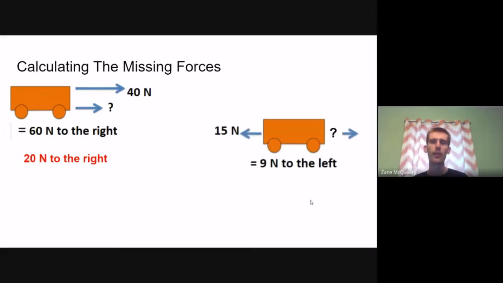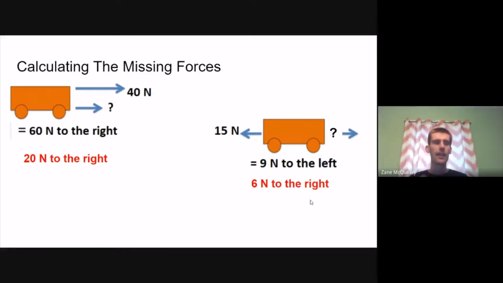Now let's do one where they're working against each other. The net force we know is 9 newtons to the left. We have 15 newtons already going to the left. So 15 minus what will give you 9? Obviously, it is 6 newtons to the right. 15 minus 6 will give you 9. So that is the simplest version.